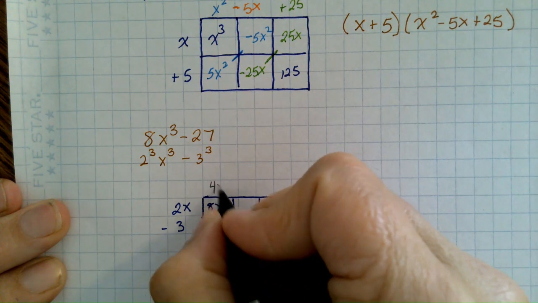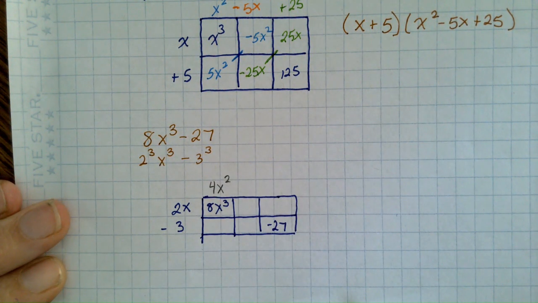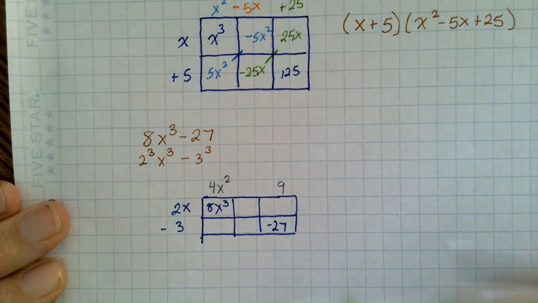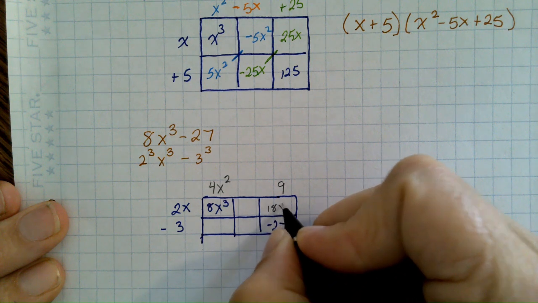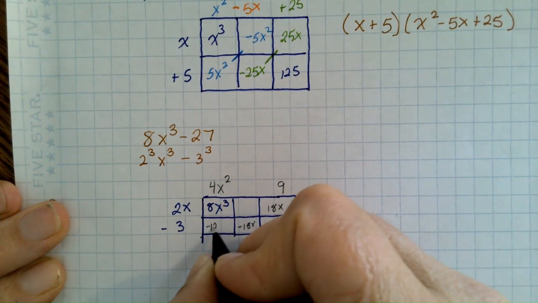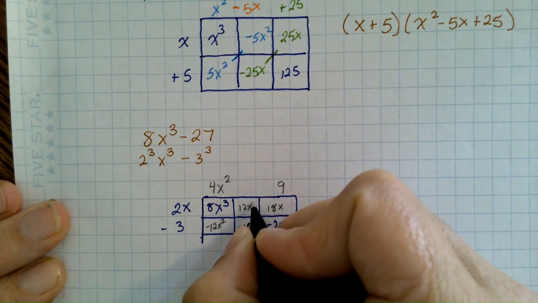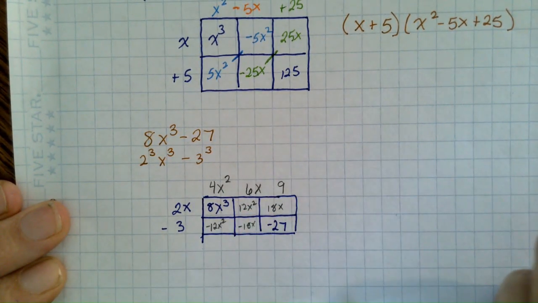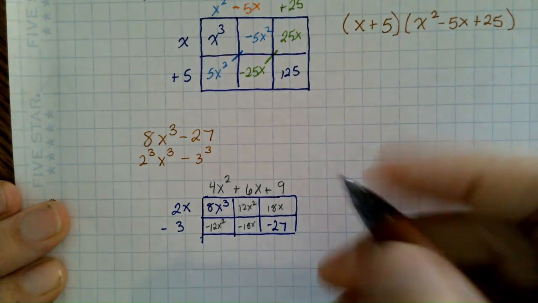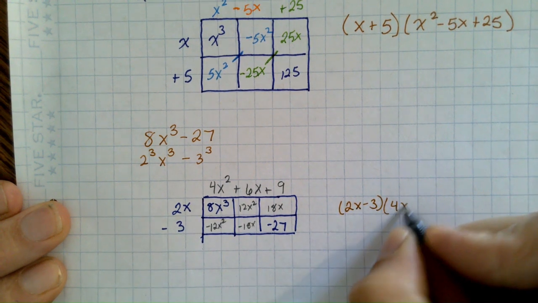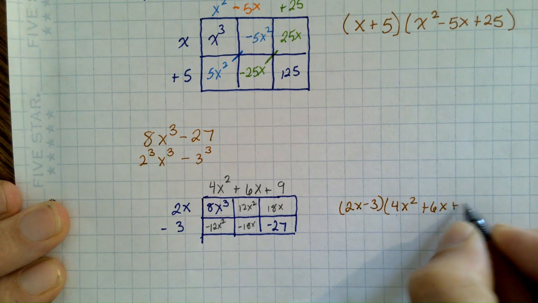So 2 times 4 is 8, sorry, not 8 times 4. 3 times 9 is 27. This would give us an 18x, so a negative 18x. This first thing down here would be a negative 12x squared, so a positive 12x squared. 12 and 18 both divide by 6. They both have an x. The closest box is positive. So the factor would be 2x minus 3 and 4x squared plus 6x plus 9.